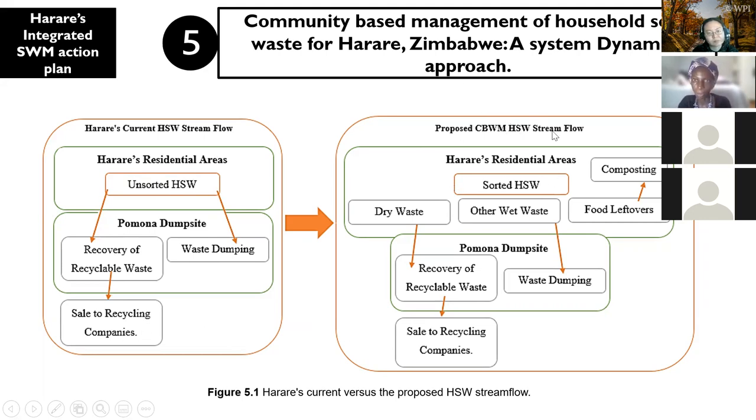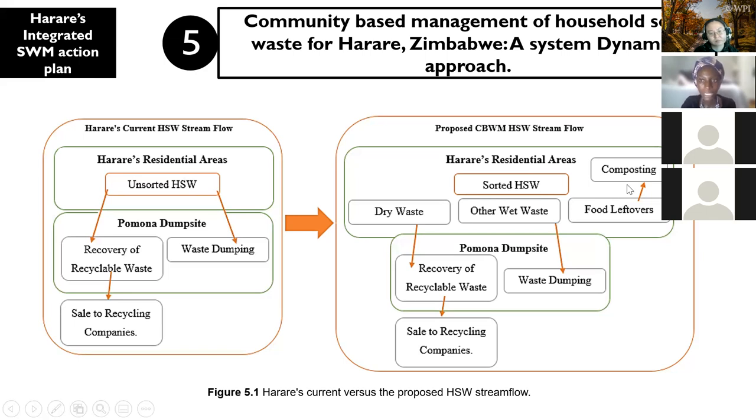Some of it is then sold to recycling companies. Now, this is the proposed household solid waste stream flow, in which we are saying, what if there is introduction of waste sorting at household level? But in this case, it is difficult also because of the social studies that have been done to understand how people respond to things like waste separation at source, and it doesn't show really much of a good performance.